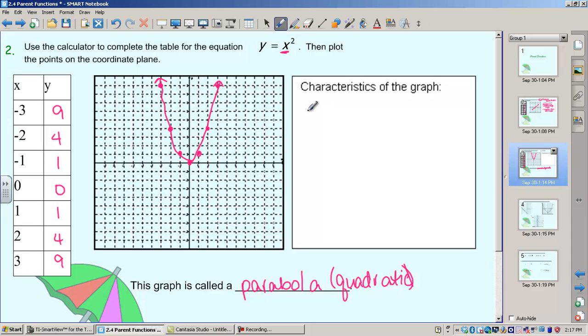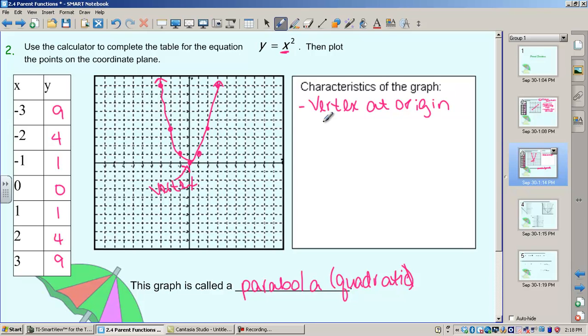So let's talk about the characteristics. Number one, its vertex, which is its turning point. It's the point at which it changes direction. It's called the vertex right here. That point right there is the vertex. Fancy word. The vertex is at the origin. That's very important. The vertex has to be at the origin.